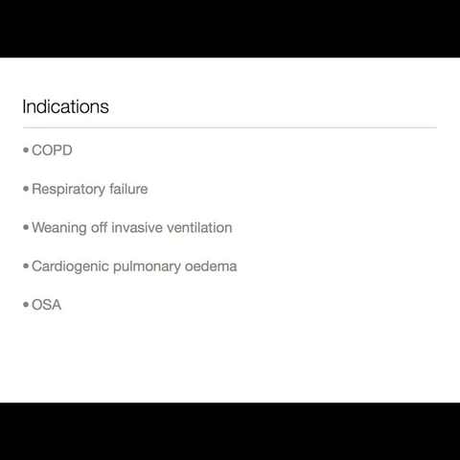Other causes of respiratory failure, such as pneumonia, atelectasis post-surgery, thoracic abnormalities, for example kyphoscoliosis, and neuromuscular disorders such as myasthenia gravis and Guillain-Barré syndrome also benefit from the use of NIV. BiPAP is also used in weaning patients off invasive ventilation. CPAP, which is less commonly used, is used in acute cardiogenic pulmonary edema refractory to maximal medical management and obstructive sleep apnea.